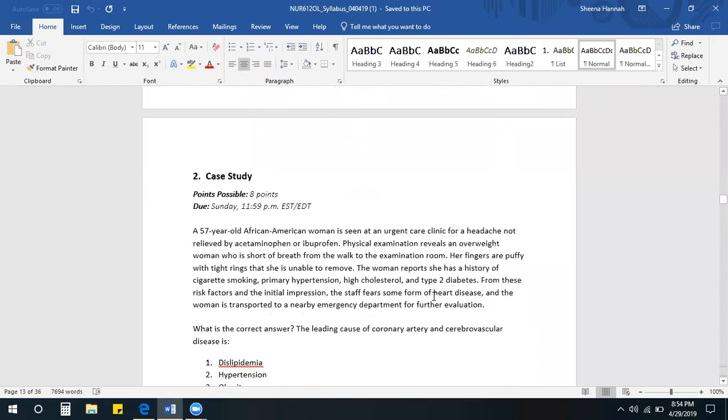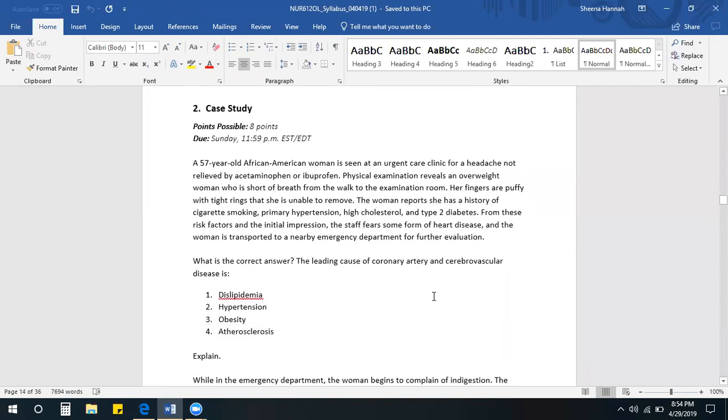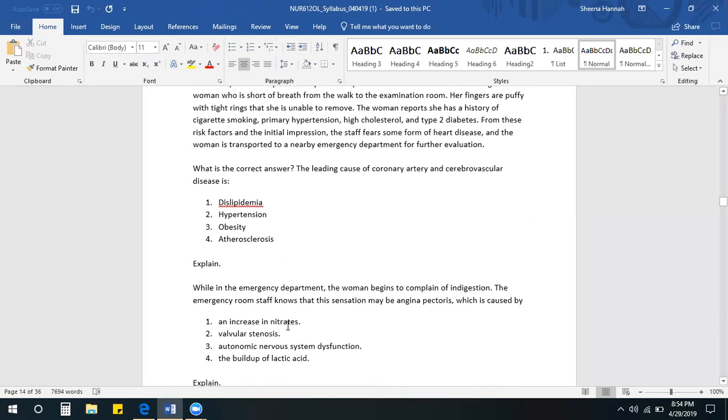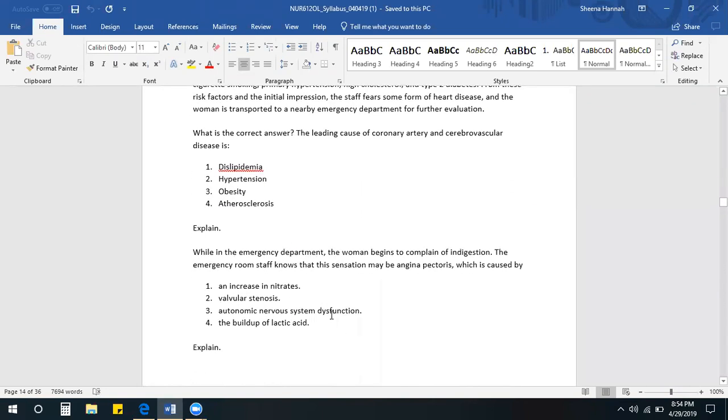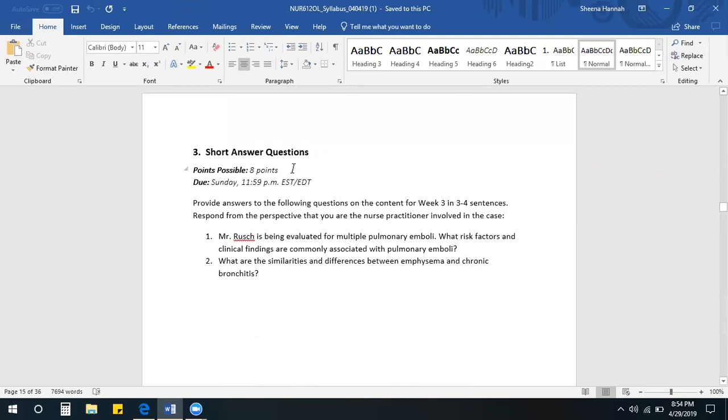We covered that already. This case study here, pretty much everybody got the first one right, atherosclerosis. We had a couple who missed this one, the buildup of lactic acid. So if you did miss that, please go back and review. Now this question here, everybody did really good as far as the similarities and differences with emphysema and chronic bronchitis. And everybody did really good with the pulmonary embolism question.